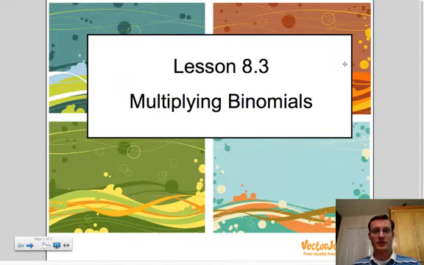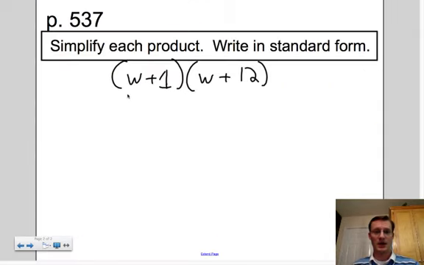Hello and welcome to Algebra. Today we're going to look at multiplying binomials. So we're going to simplify each product, then we're going to write it in standard form. There's going to be two ways that we can do this. We can use a distributive property, sort of an advanced distributive property, or we can go through and use the FOIL method.